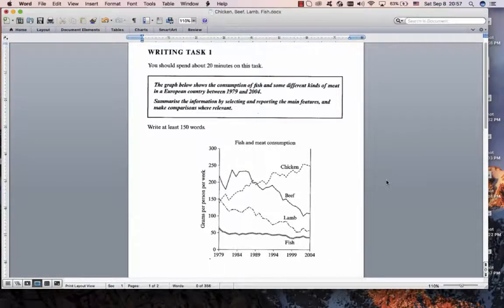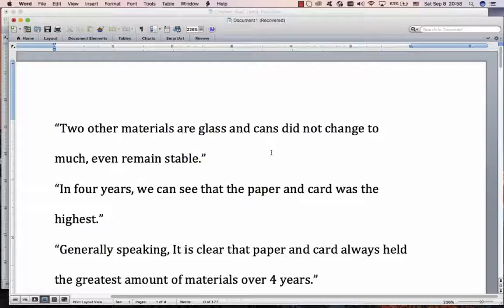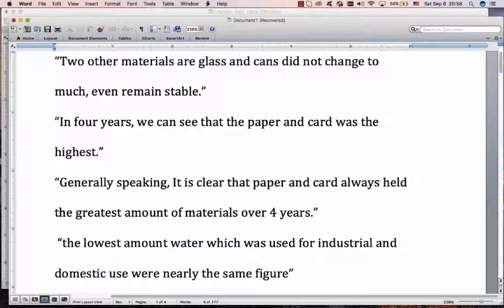So let me show you some student errors that I have encountered over the years. We have these very bad sentences that we get, and when an examiner sees a sentence like this, he just immediately thinks band 5 and going down. For example, "2 other materials are glass and cans did not change." So you've got a verb, you've got a subject and then a verb and then another subject and another verb. Just sentence structure terrible.